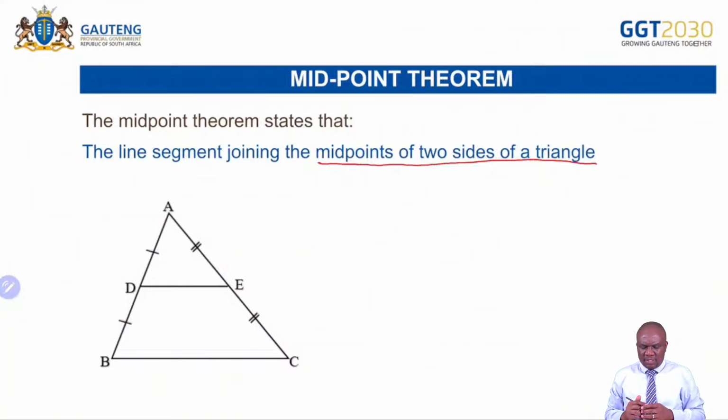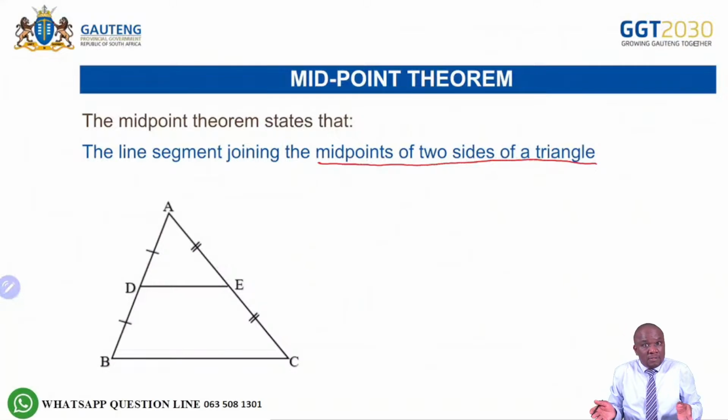Then application is easy. The line segment joining the midpoints of the 2 sides of a triangle, what does it do? If you think of theorems, what are you talking about here? What is this thing that you're talking about? What is it doing, or what are its properties? Now we're talking about the line segment joining the midpoints of the 2 sides of a triangle. Then what about this line segment?